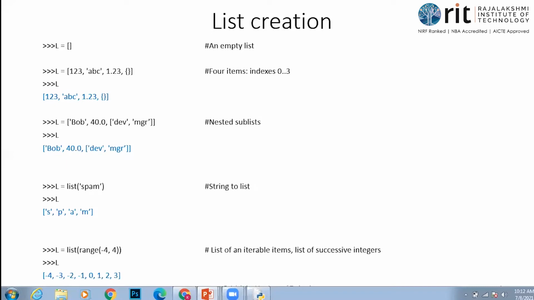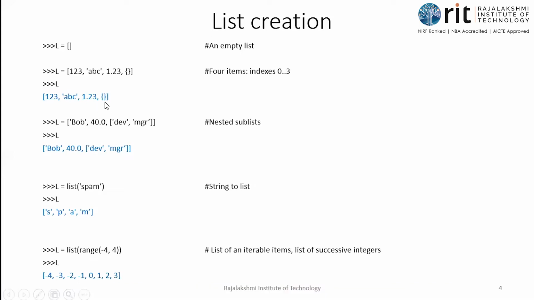A set also we have with curly braces, but I have not added any element to it. It is okay. Empty is allowed because the first example was about the empty list, isn't it? So I have created the list with 4 values now, or 4 items, 4 elements. So whichever word you want, you can use those.